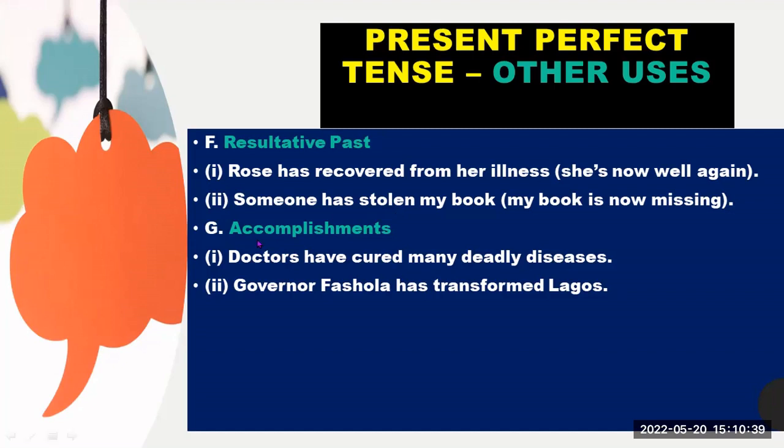Then another use of the present perfect tense is to talk about accomplishments or achievements. For example, doctors have cured many deadly diseases. They have cured. That is an accomplishment, something they have done. Or Governor Fashola has transformed Lagos. So you can use the present perfect tense to talk about someone's achievements or accomplishments. Now let's move on.